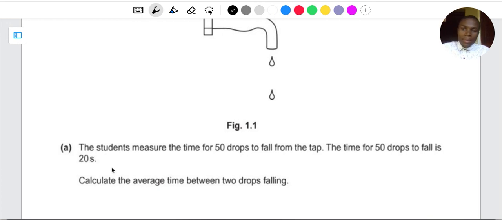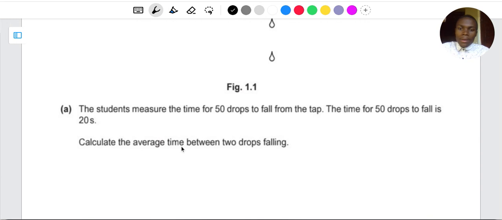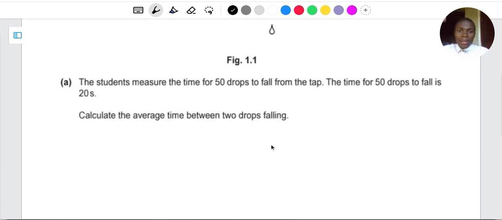Then the question is saying calculate the average time between two drops falling. So one thing that you need to understand here is that time is evenly distributed, meaning to say that if you find the average time, this one is going to be called the time taken between two drops. Okay, so what we are going to do here is this.